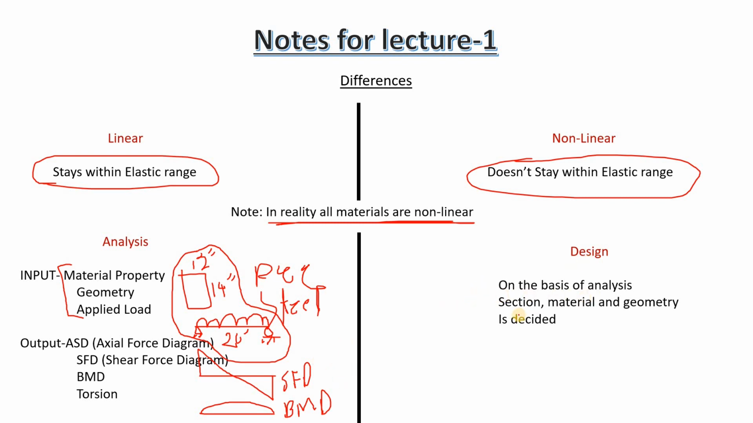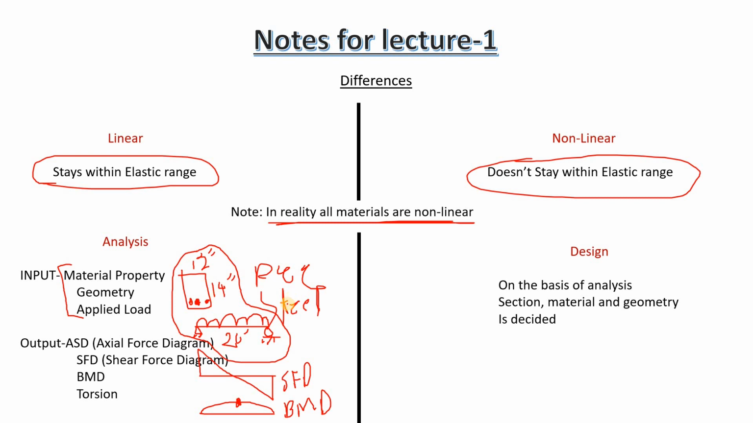So it says that on the basis of analysis, section, material and geometry are decided. For example, when we analyze this 20 feet beam, we see that the highest moment is at the center, and that is why we decide that we're going to use bottom bars right over there, or 2 to 3 bars, the number of bars being decided by the amount of moment here.